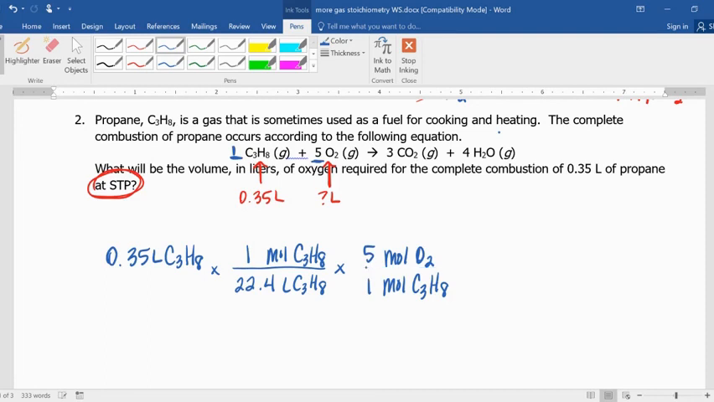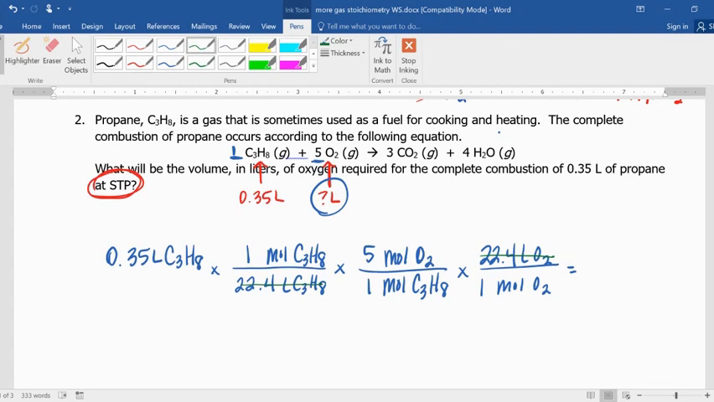And then I'm still not quite done because I want to go from moles of oxygen to liters of oxygen because that's what the question was asking for. And no matter what the gas is at STP, 1 mole is 22.4 liters. So what's nice about this math in this problem, you can see we've got 22.4 on both the top and the bottom. So really it's just our mole ratio here.